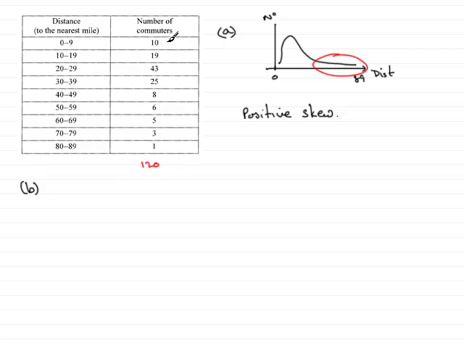And you can see that if you come down here, 10 and 19, if I was to add that, 10 and 19 comes to 29. And if I add 10, 19 and 43, then what I get is 72 values. So clearly the median is going to lie in this interval 20 to 29. That's the 60th value in that interval, 20 to 29.